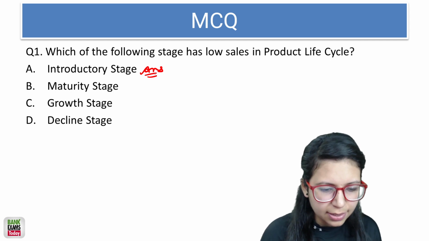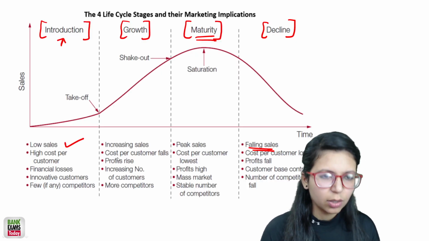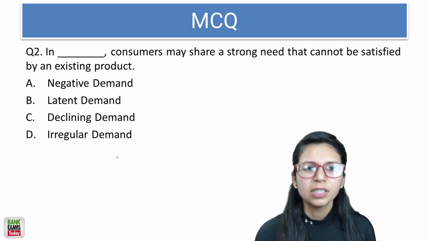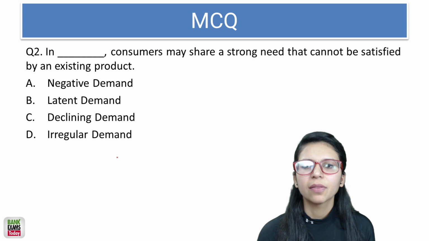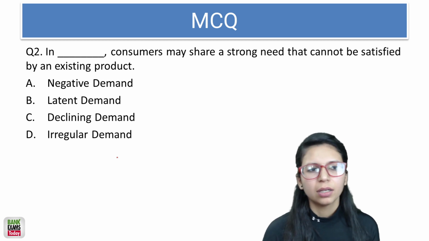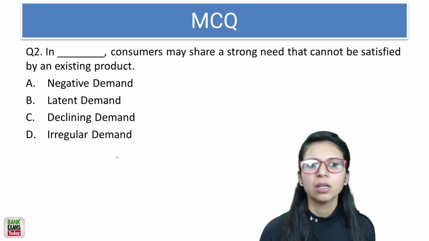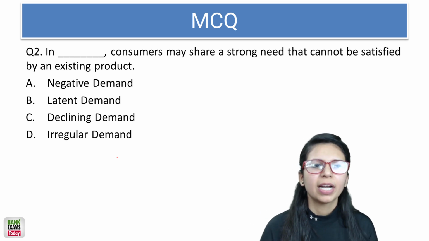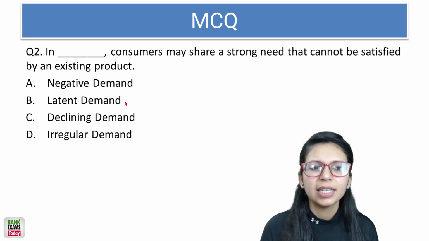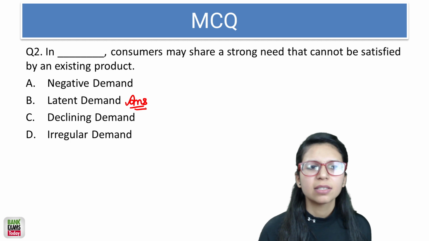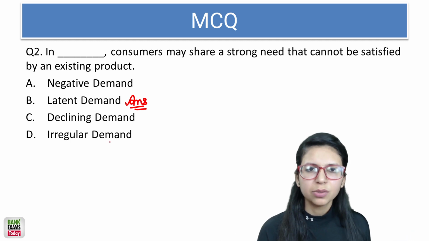Now, let's see the next question. In dash, consumers may share a strong need that cannot be satisfied by an existing product. Now, wherever consumers have some strong need and it cannot be satisfied, what is that? That is a latent demand. That's your answer. Latent demand is your answer, because that is what latent demand is.